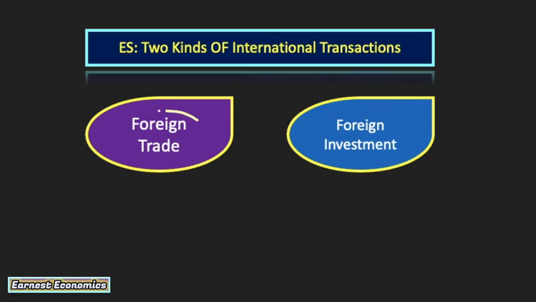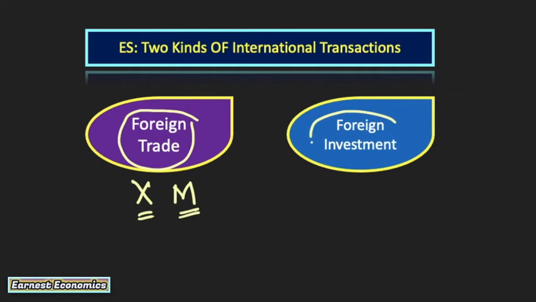One type of relationship is that of foreign trade. That is when export and import takes place. We call this export and import foreign trade. So this is one kind of relationship. And another kind of relationship is foreign investment.